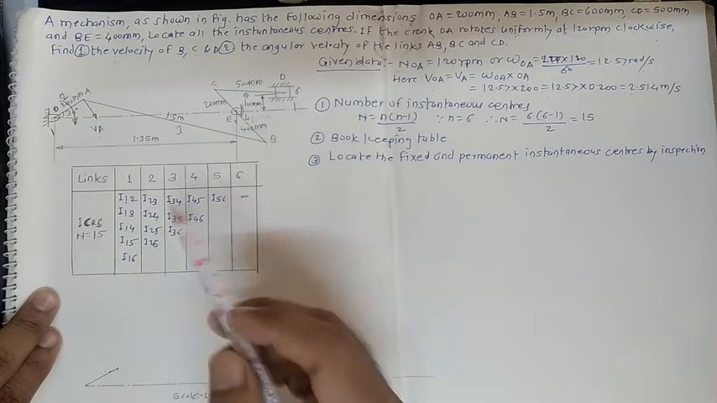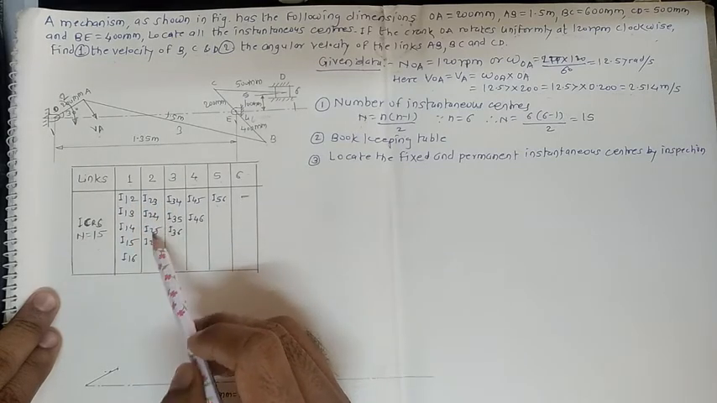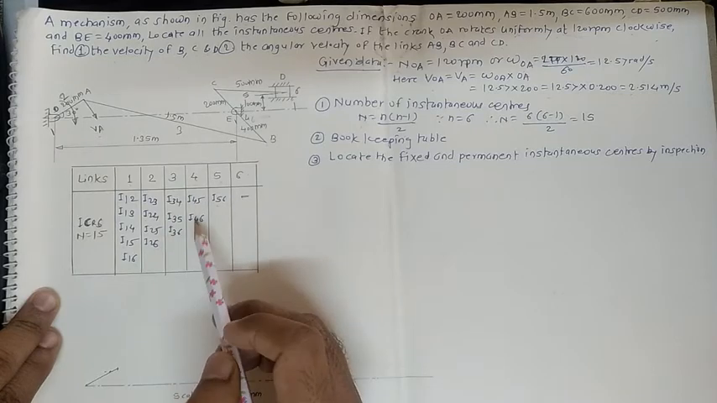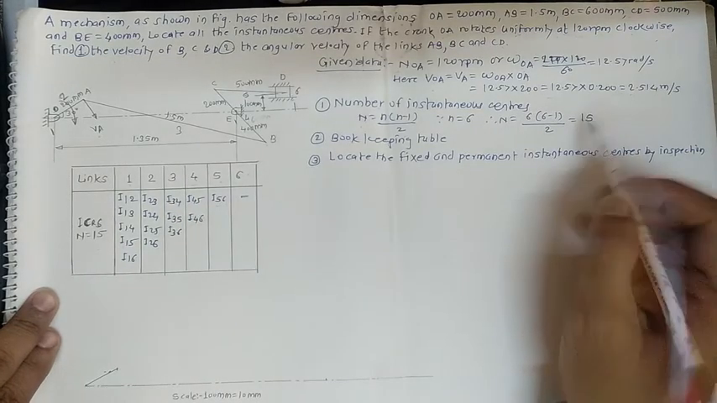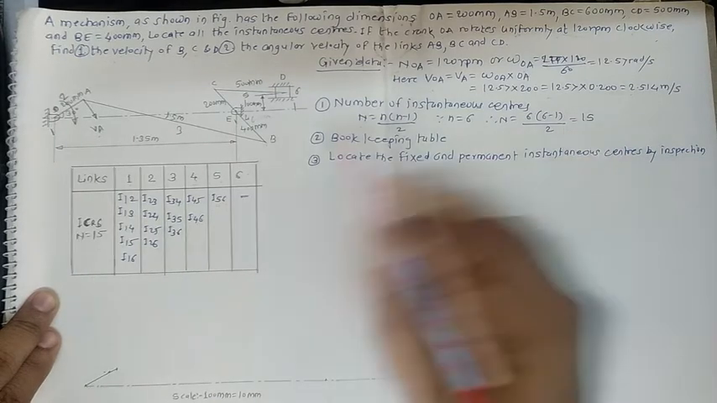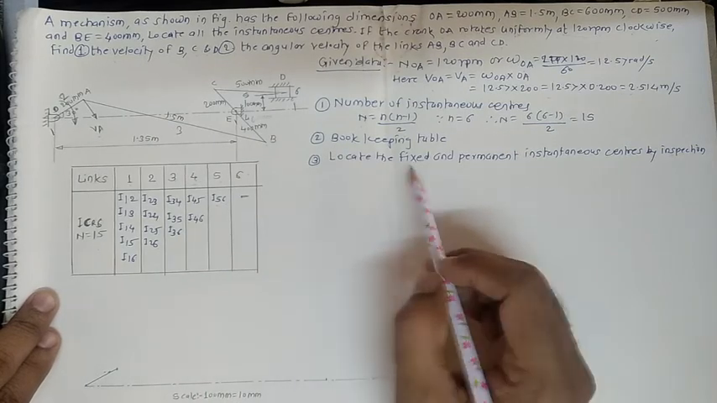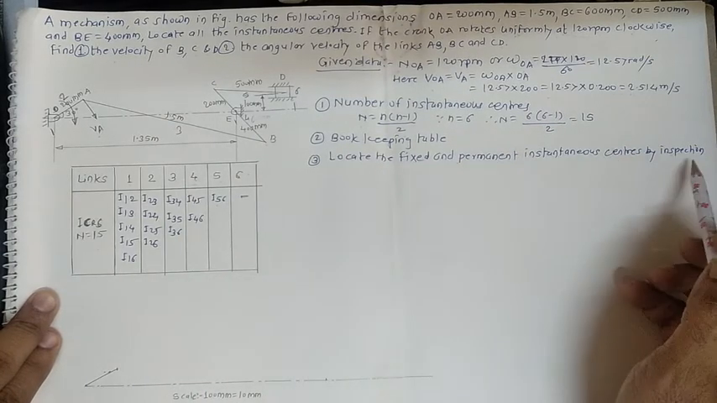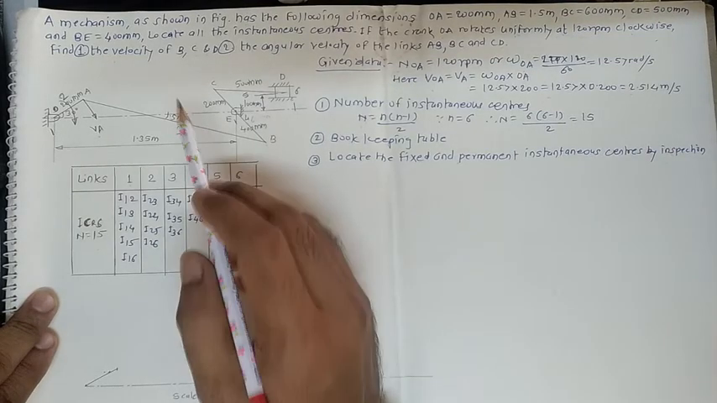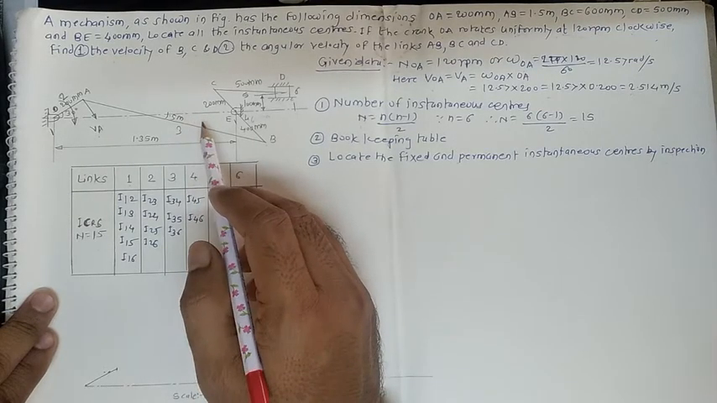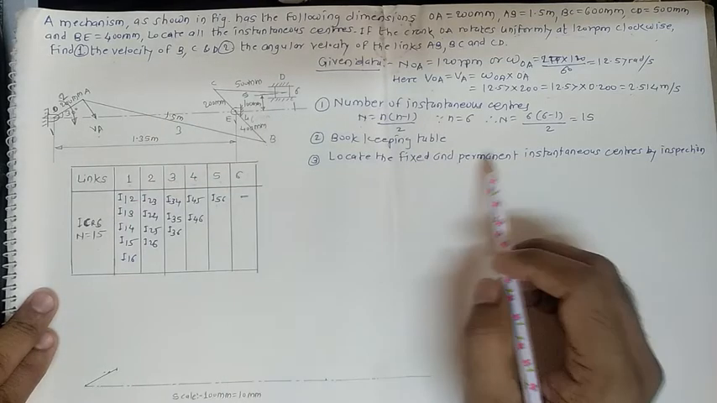Count the number of instant centers: 1 2 3 4 5 6 7 8 9 10 11 12 13 14 15. Okay, the number of instant centers tallies here. What about the next step? Once this table is completed, our focus is to locate the fixed and permanent instant centers by inspection. For that you need to redraw this diagram with some suitable scale, and by observation of this diagram start locating the fixed and permanent instant centers.